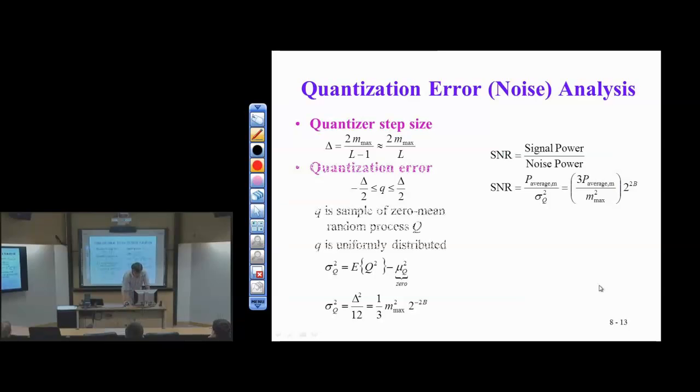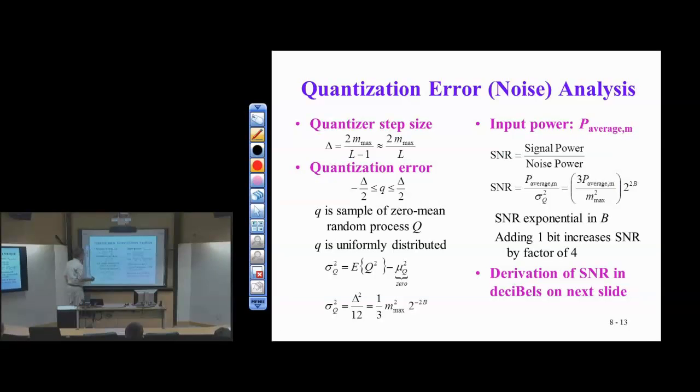All right, so let's continue on with the derivation. The step size is going to be the range in voltage divided by the number of steps. The number of steps is L minus 1, and this is where the approximation comes in. I'm going to approximate 1 over L minus 1 as 1 over L. Quantization error is uniformly distributed from minus half the step size to half the step size.